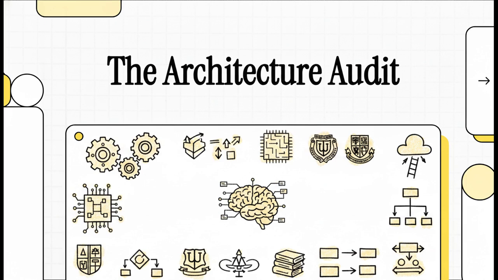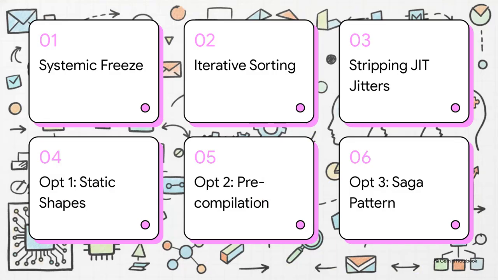It's like the historical counsel of Achithophel, representing the absolute mathematical minimum of alignment error, where the probability of failure is exactly zero. Let's see how this maps out. Here's our roadmap for the breakdown. We'll start by diagnosing the systemic freeze, look at level 3 iterative sorting, and strip away the JIT jitters. Then we'll cover 3 specific hardware-level optimizations: static shapes, pre-compilation, and the saga pattern. Let's get right into it.